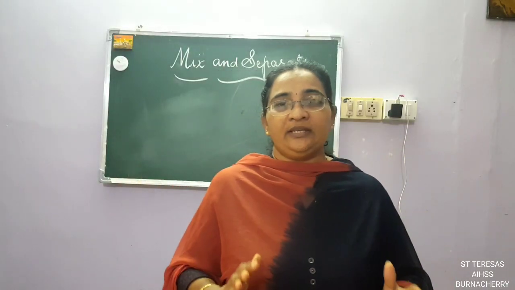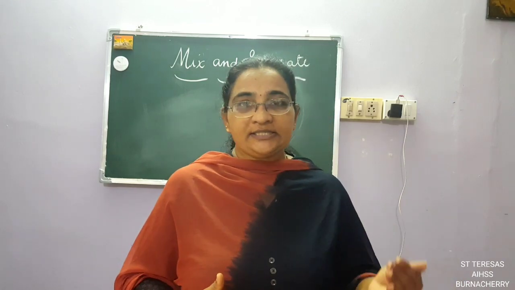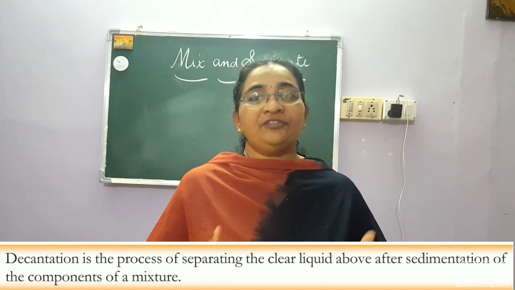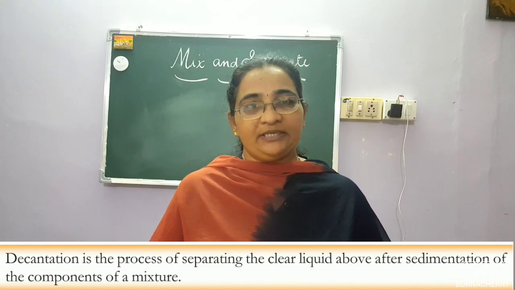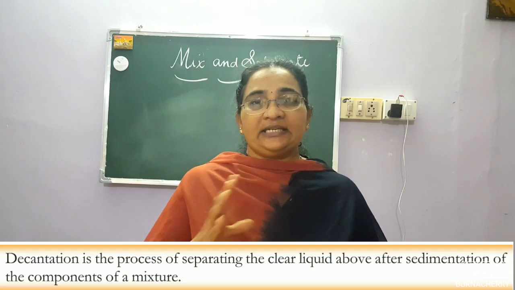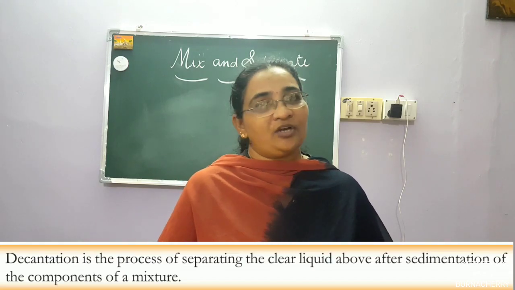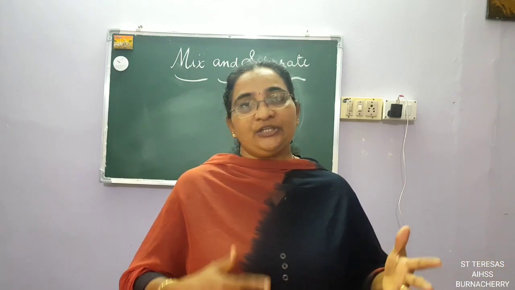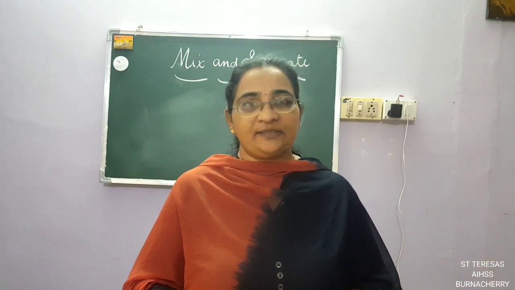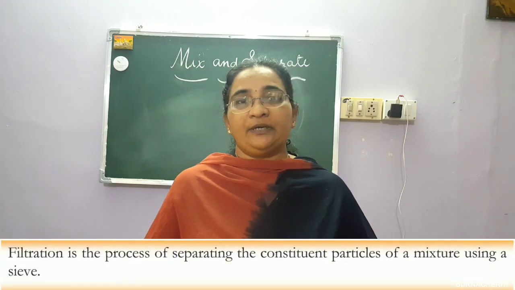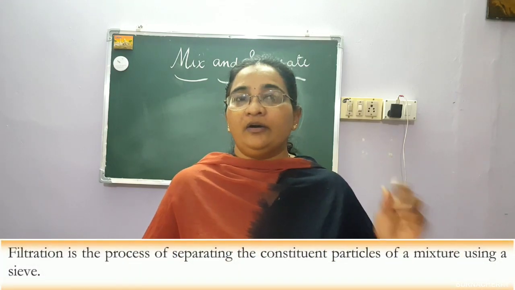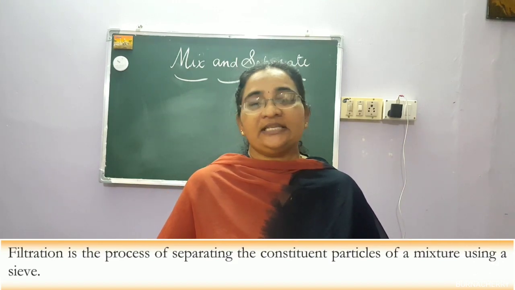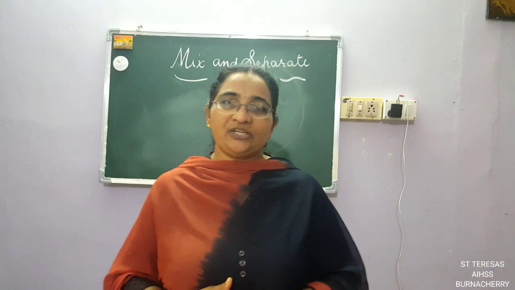So here we learned three things, isn't it? One is decantation. That is, in a mixture, you can allow the constituent particles to settle down and the clear liquid is separated. That is called decantation. Once the clear liquid is separated, you can filter it using a filter paper. So when you separate things using a filter paper, a tea strainer or a sieve, that is called filtration.